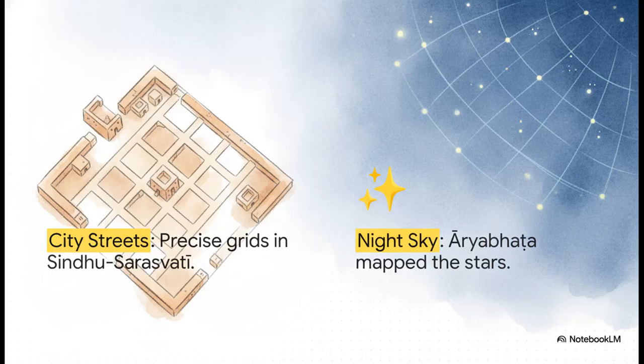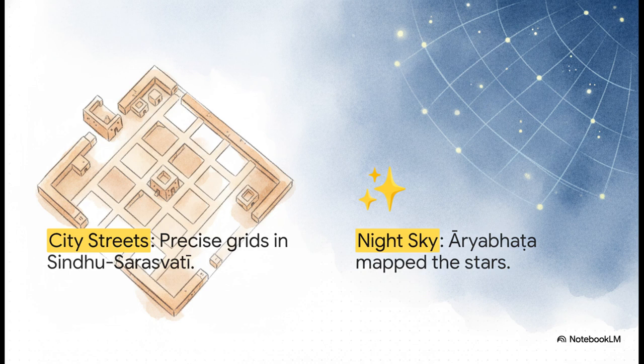And the scale of this early coordinate use is just breathtaking. On one hand, you have these massive urban centers in the Sindhu-Saraswati civilization built at incredibly uniform distances, about 10 meters apart. It was a physical, walkable coordinate system where merchants could literally just count blocks to find a warehouse.